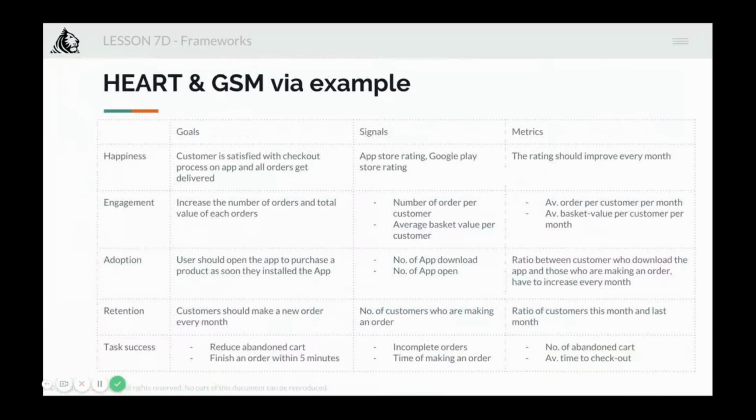Then the engagement goal is to increase the number of orders and total value of each order. So the signal would be the number of orders per customer and average basket value per customer. The metric can be tracked as average orders per customer per month and average basket value per customer per month. And as you go along, you can create very good goals, signals, and metrics for each of these important parameters: happiness, engagement, adoption, retention, and task success.